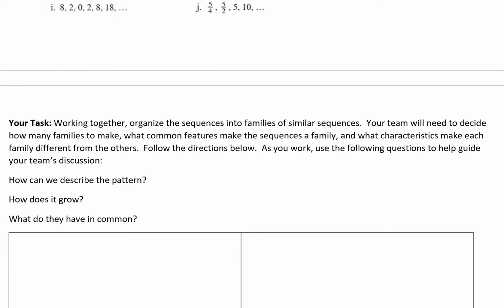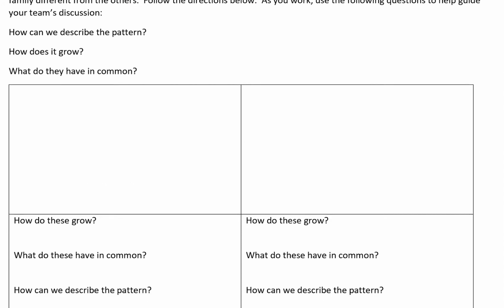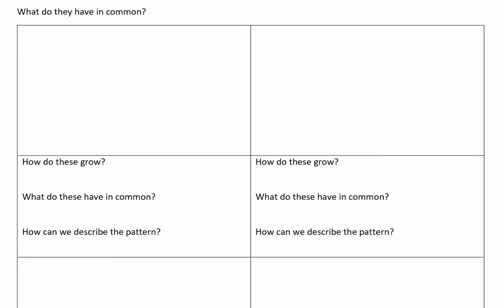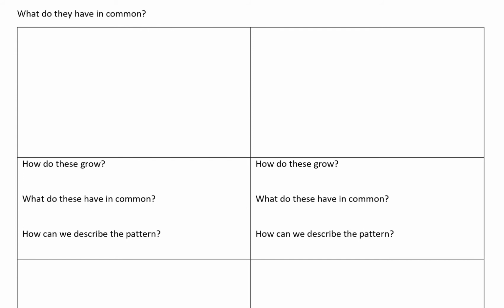So, the first one there is, how can we describe the pattern? How does it grow? So by what mechanism are we, what are we doing each time to get the next one in the sequence? And then finally, what do the sequences in a particular family have in common? So I've left room on this page for you to organize this in the following way. I suggest you, in the upper space, you might look at one of the sequences, like for example A.